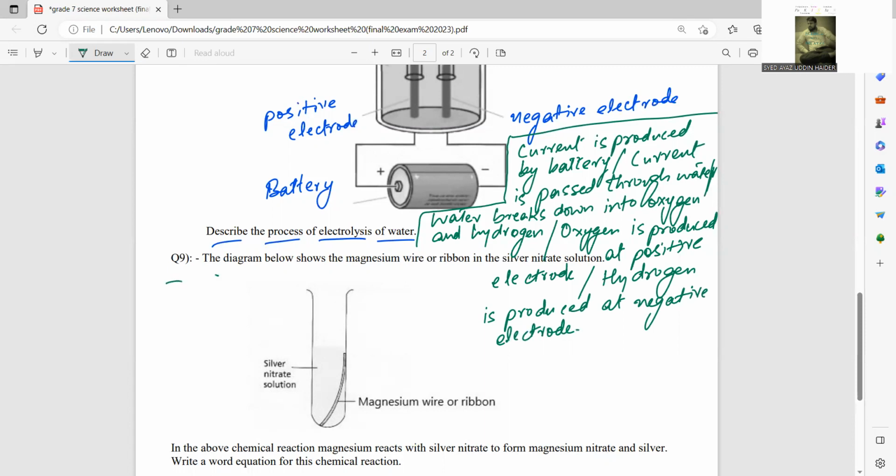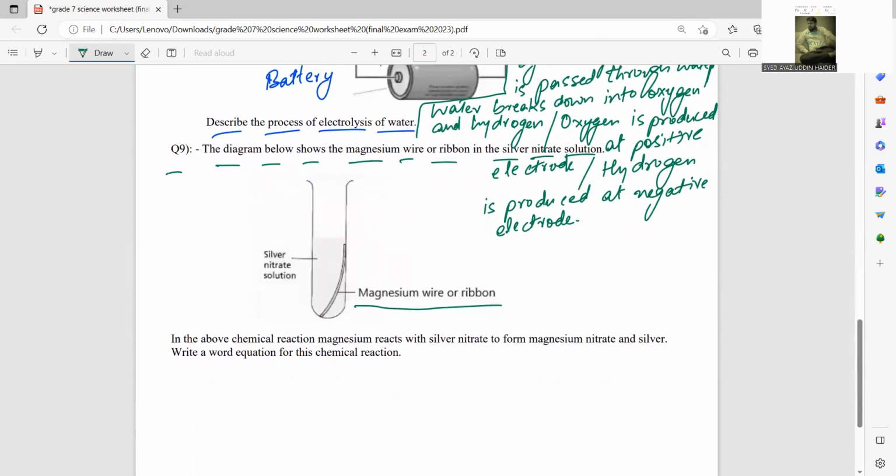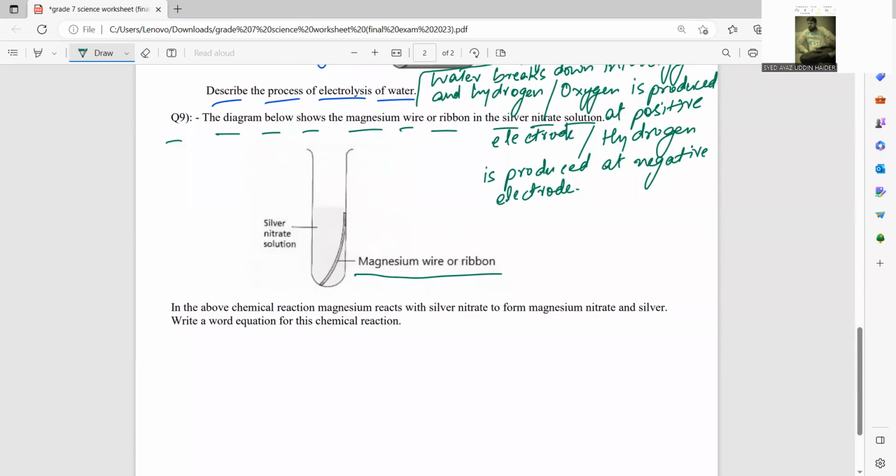Question number 9. The diagram below shows the magnesium wire or ribbon in the silver nitrate solution. This is magnesium wire or ribbon. Actually, magnesium exists in the ribbon state. So it's better to write ribbon. This is silver nitrate solution. In the above chemical reaction, magnesium reacts with silver nitrate to form magnesium nitrate and silver. Write a word equation for this chemical reaction.